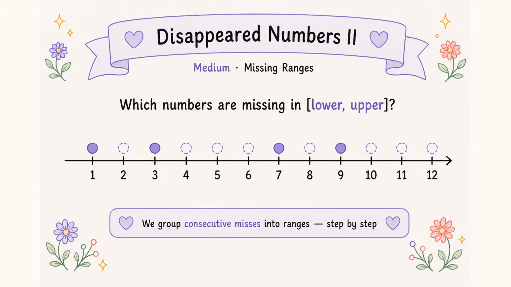Welcome. Today we solve Find All Numbers Disappeared in an Array 2. The question is simple. Inside the inclusive range from lower to upper, which integers are missing from nums? Then we group consecutive missing integers into ranges. We will go slowly from 0 with full dry runs and code.